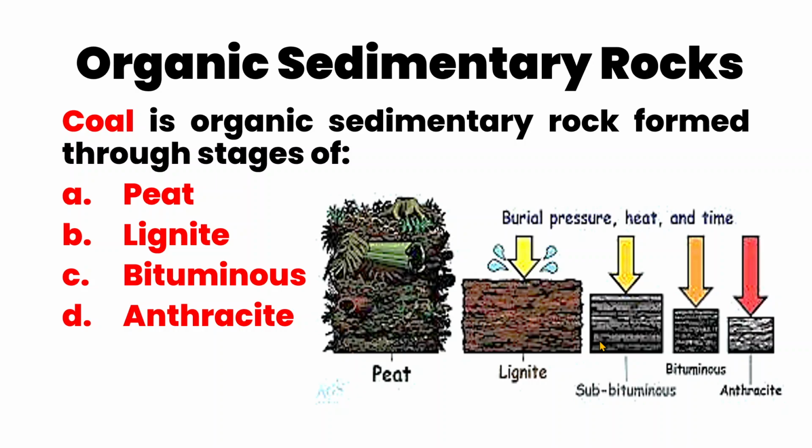First, peat is this combination of plant matter. Then through time, it becomes brownish in color. The name of that brownish coal is lignite. And through pressure, heat, and time, it becomes bituminous. And the present day coal is called anthracite.